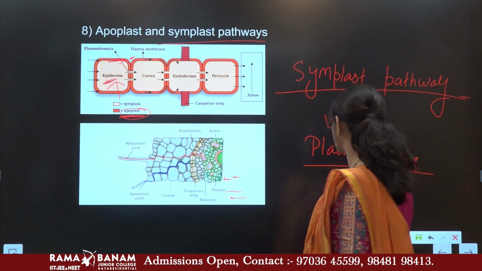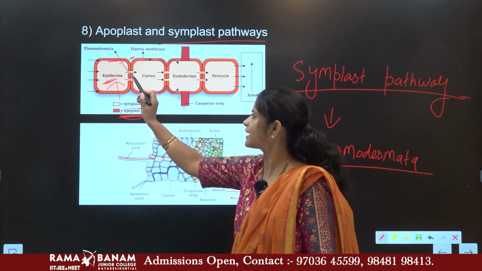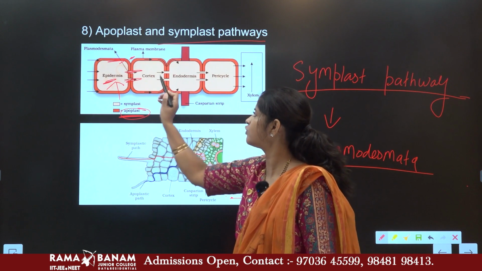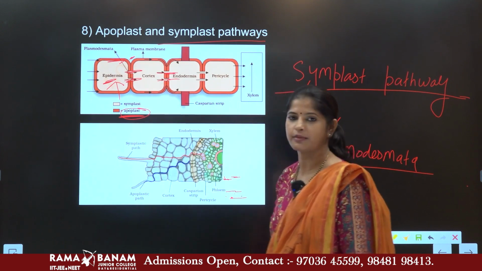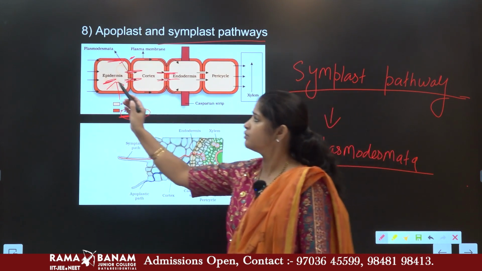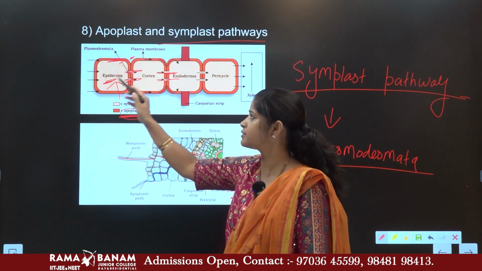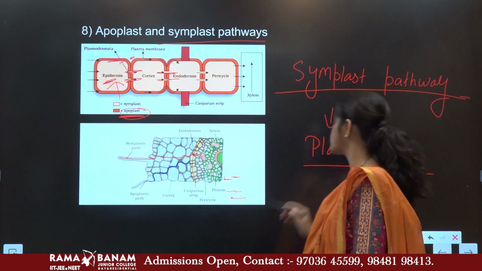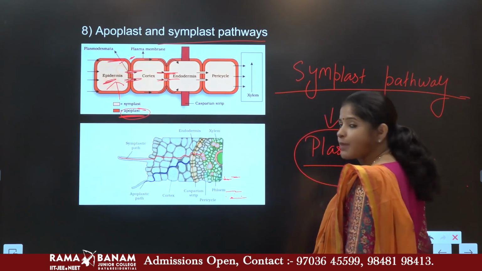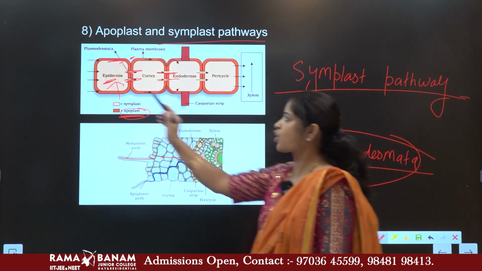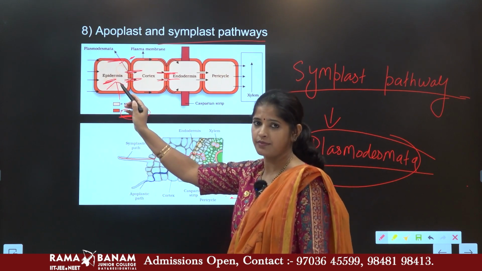Plasmodesmata. Where are the plasmodesmata? Plasmodesmata are between the cells. Here you will find the plasmodesmata. So when water moves from the epidermis to the cortex, how does it move? It moves through the plasmodesmata, and it is crossing the protoplast.